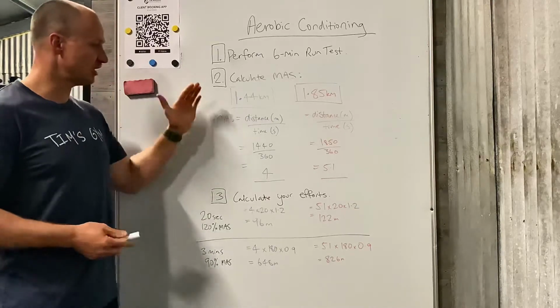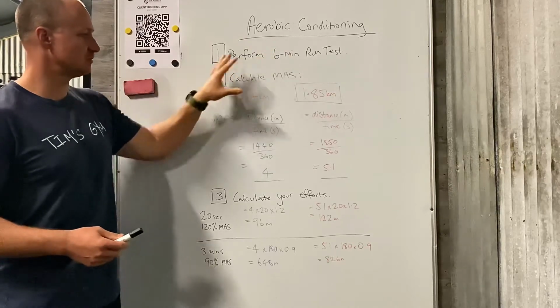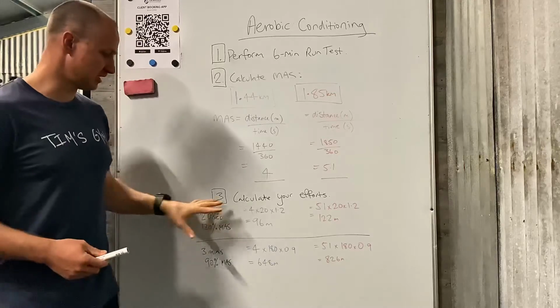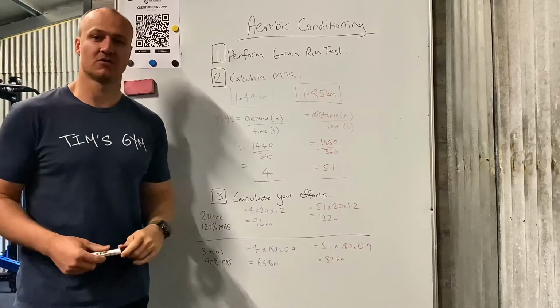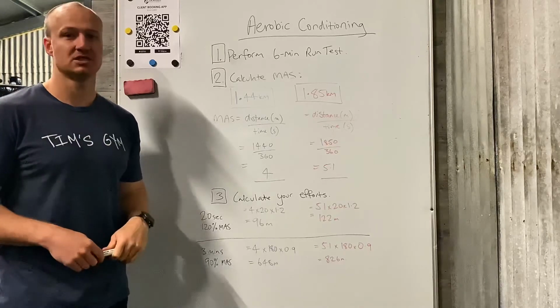Hopefully that helps you. What you're trying to do is get your 6-minute run test, work out your MAS, and once you've got that number, save it away. From there, it doesn't matter what prescription we give, you can just follow those formulas and you'll have your individual targets for whatever that session is.